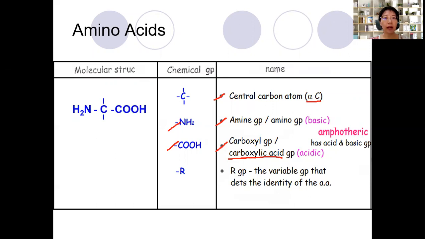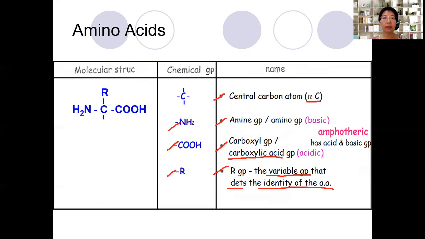Now on top of the central carbon is the R group. R group stands for the variable group. Variable means it can be different, right? So why is it called a variable group? Because we know that there are 20 or more amino acids in our body. Different amino acids will have different R groups. So this R group or variable group will determine the identity of the amino acid. That means it will determine what amino acid it is. It is located on top of the central carbon.